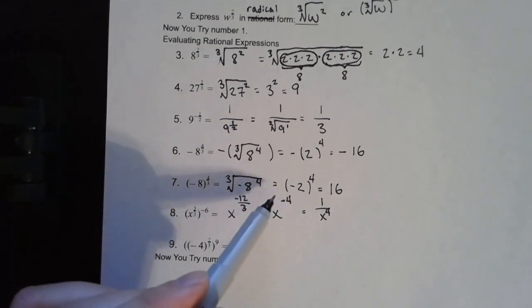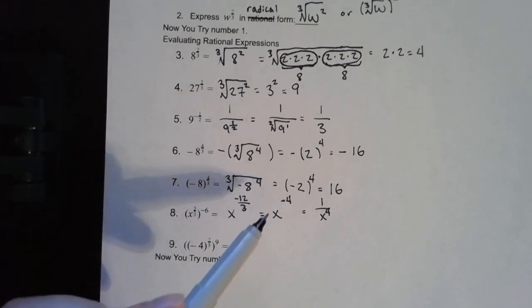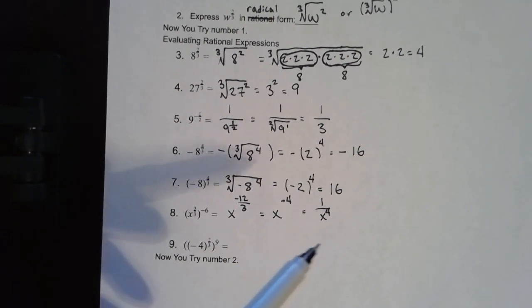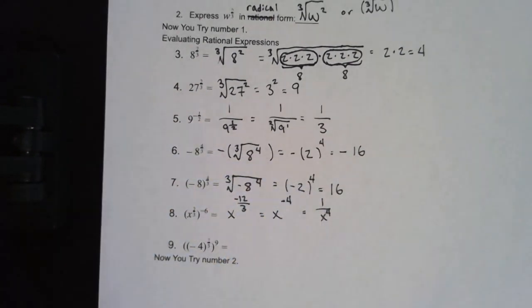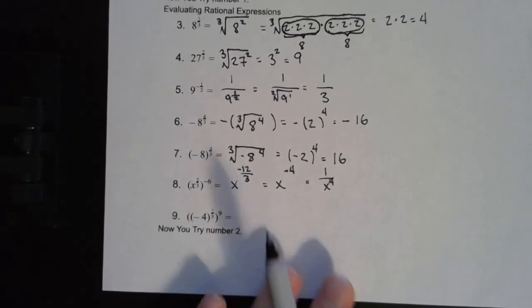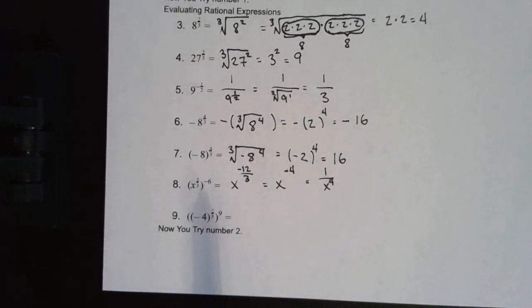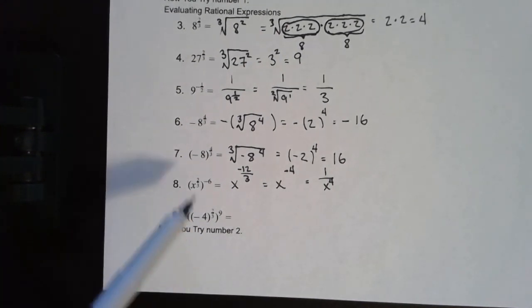And again, when we have a negative exponent, we want to move that to the other side of the fraction. So this moves to the denominator. We have 1 over x to the positive 4. So that's what we do when we have exponents raised to the exponent. Last example here before we get to the last you try. This one is a similar type of problem, but now we have a number base. So again, I'm going to go ahead and multiply these exponents together.